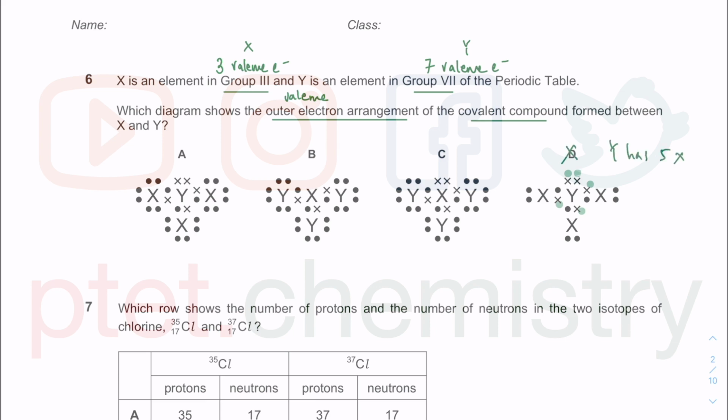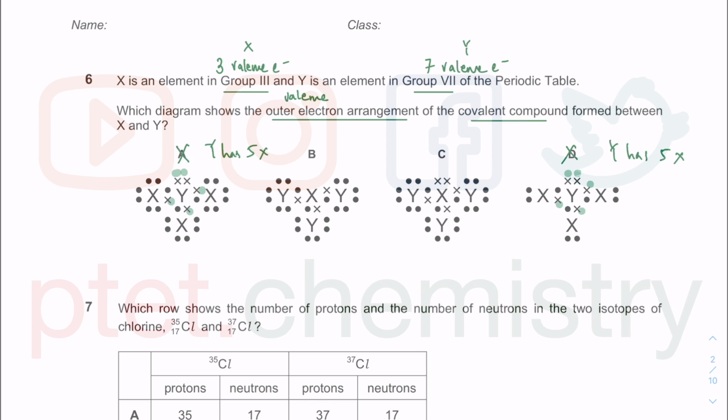That one is wrong. You look at Y: it has 7 dots. Again, Y has 1, 2, 3, 4, 5, so Y has 5 crosses. So A again is wrong. So we're left between B and C, and we're going to decide about this.